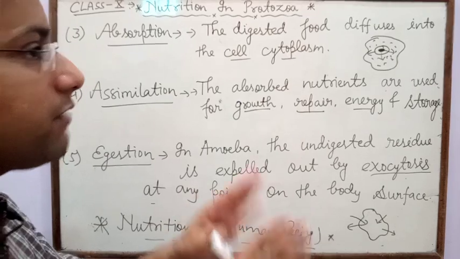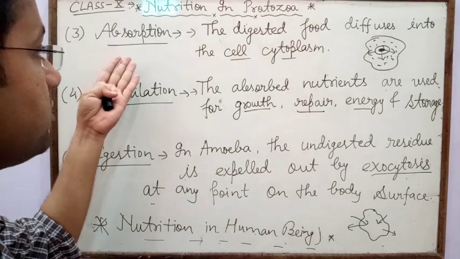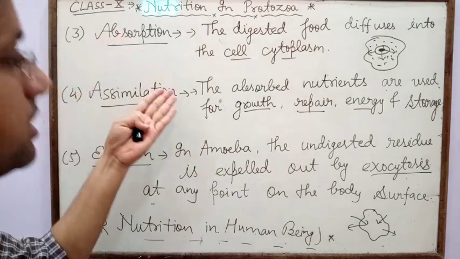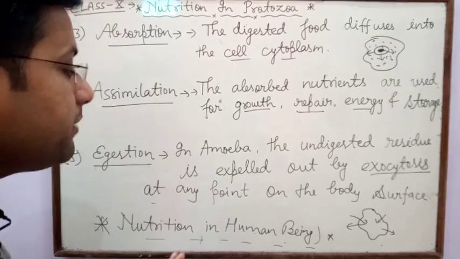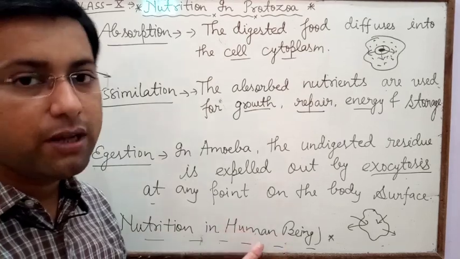So in nutrition in amoeba, the 5 steps are ingestion, digestion, absorption, assimilation, and finally egestion. In the next video, my next topic is nutrition in human beings.